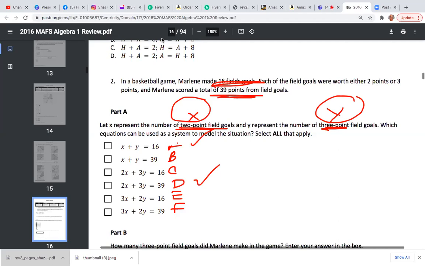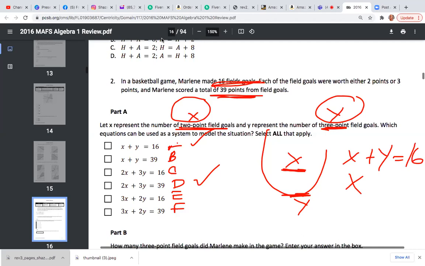Guys, listen, seriously. If you're playing basketball, okay, let's say this is your 2-point line, you shoot it from here, that's your X. This is your 3-point line over here, you shoot it over here. When you add the 2-point shots plus the 3-point shots, okay, that's gonna give you a total of 16 shots. And then to figure out how many points you scored, or you added to the team, you take the number of 2-point shots you made, multiplied by 2, plus the number of 3-point shots you made, multiplied by 3, and then that'll give you the total, which is 39.